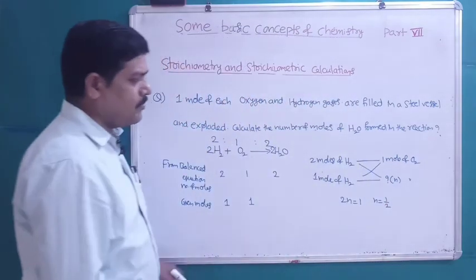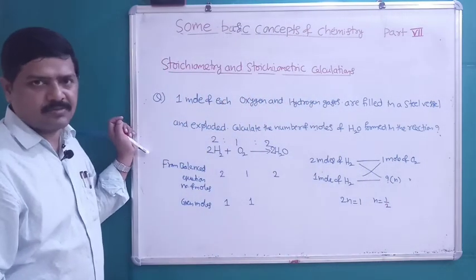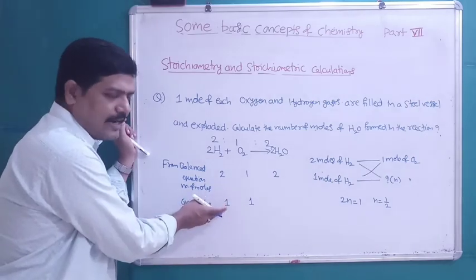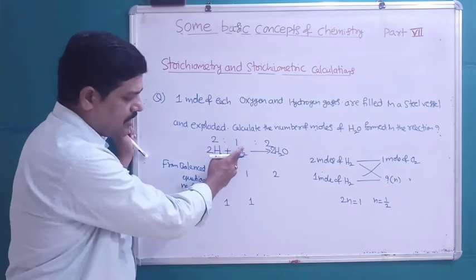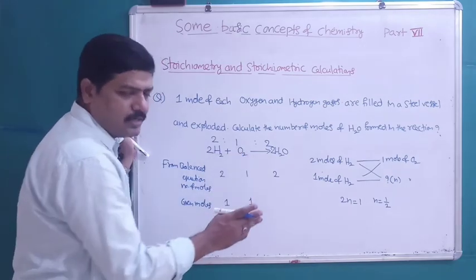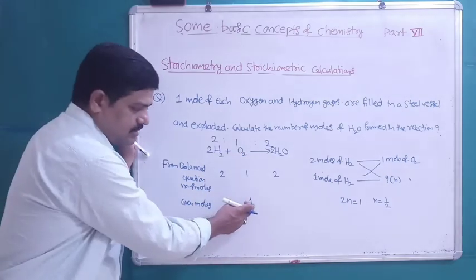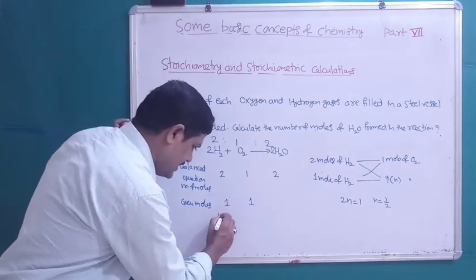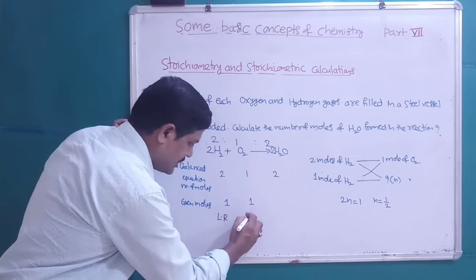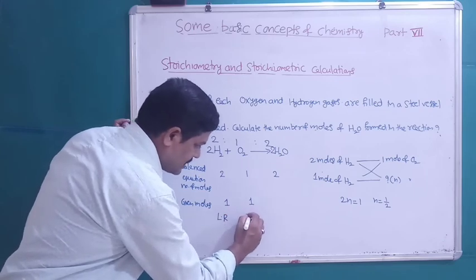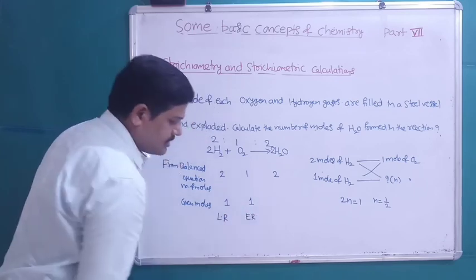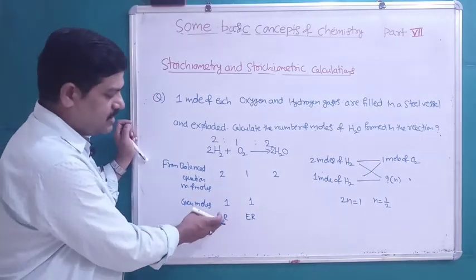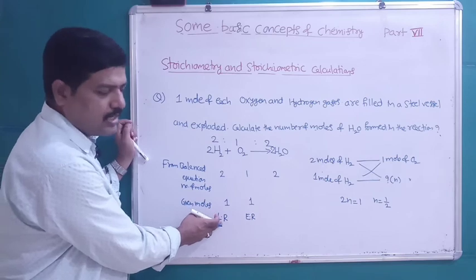The number of moles of oxygen required is only 1 by 2, but it is 1 mole. For 1 mole of hydrogen, the number of moles of oxygen required is 1 by 2, that is 0.5 only. But 1 mole is given. That means here the limiting reagent is hydrogen. The excess reagent is the other reactant, oxygen. The amount of the product is always decided by the limiting reagent only, right?